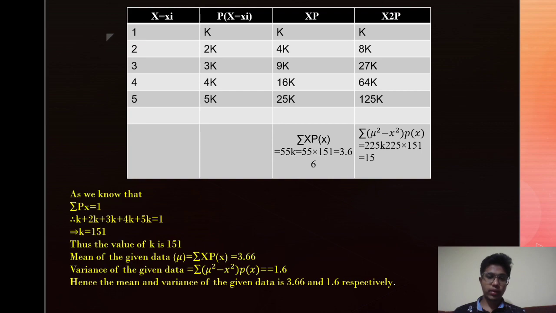Okay, as we know, the p of x is equal to 1, and we have got the k value as 151. Thus the value of k is 151, the mean of the given data is 3.66, and the variance of the data is 1.6. Hence the mean and variance of the given data is 3.6 and 1.6 respectively.